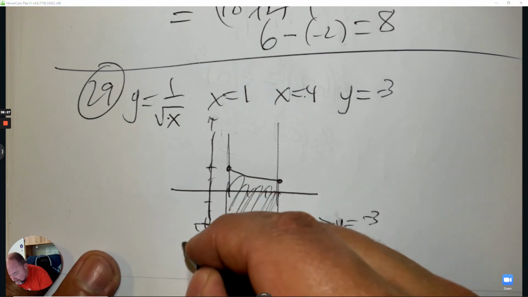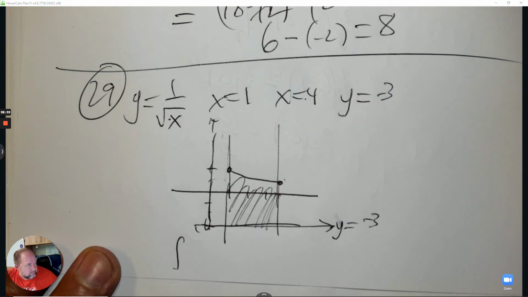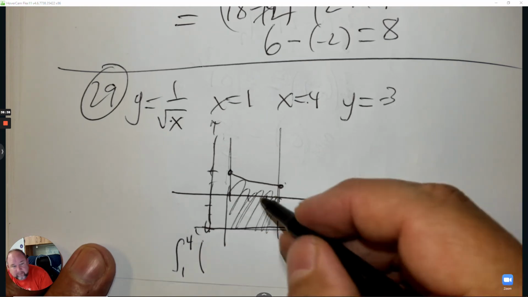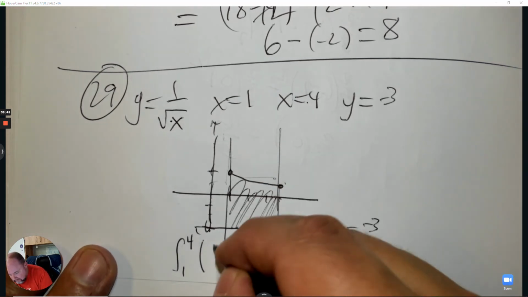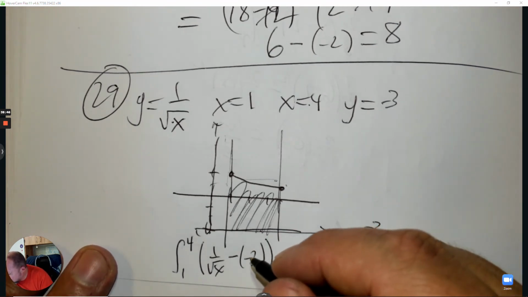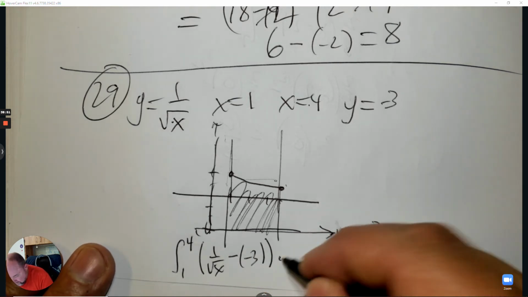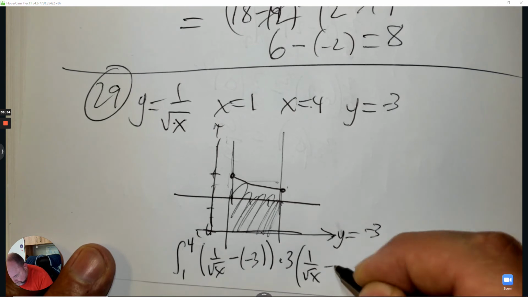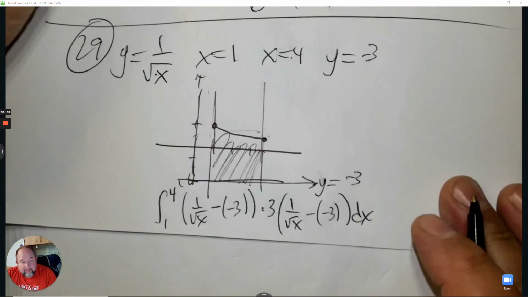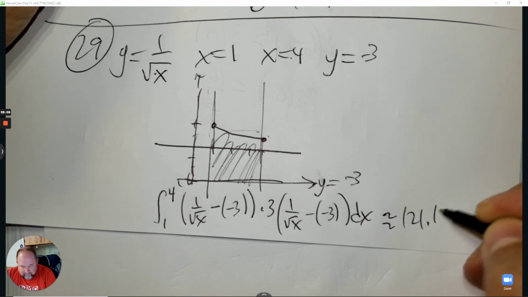So we're using integration, and it's going from 1 to 4. The base of the rectangle is top subtract bottom. That's 1 over root x subtract negative 3. The height of the rectangle is 3 times the base. And then you would type that into your calculator. If you typed it in correctly, you get 121.159 or 158.